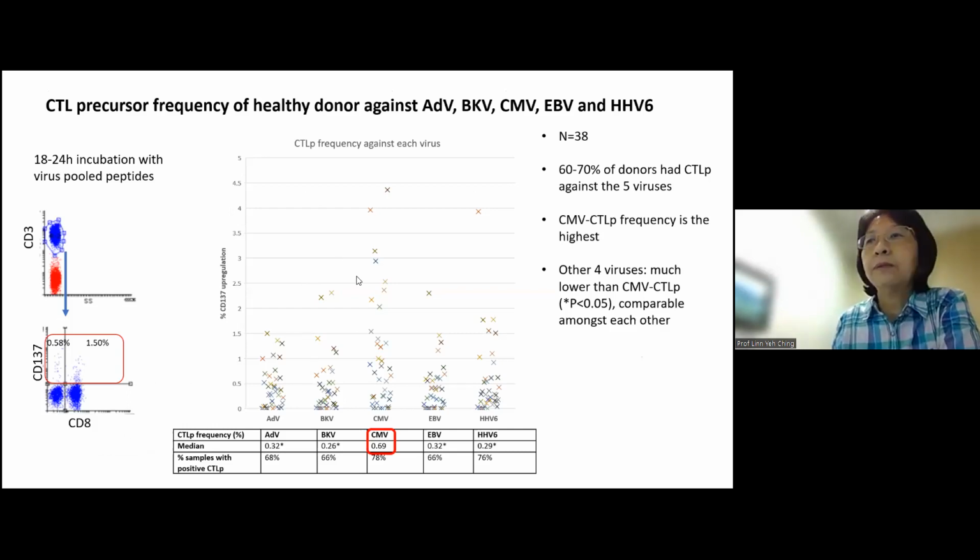This chart gives a sense of the frequency of CTL precursor against each virus in healthy people, as measured by the percentage of CD137 upregulation after 16 hours of incubation with the respective pool virus peptide. So for example, this flow plot shows that in the bulk culture, 1.5% of CD8 cells and 0.58% of CD4 T cells upregulate CD137 in response to CMV pool peptide stimulation. This chart shows that in the 38 samples that we assayed, about 60 to 70% of donors had CTL precursor of more than 0.1% against the 5 viruses. And the CTL precursor frequency is the highest against CMV, while the rest are much lower, but they are comparable amongst each other.